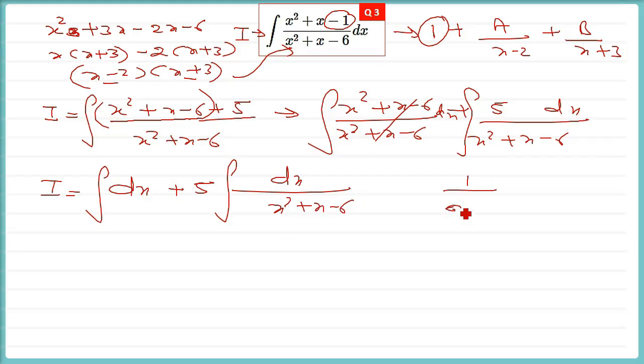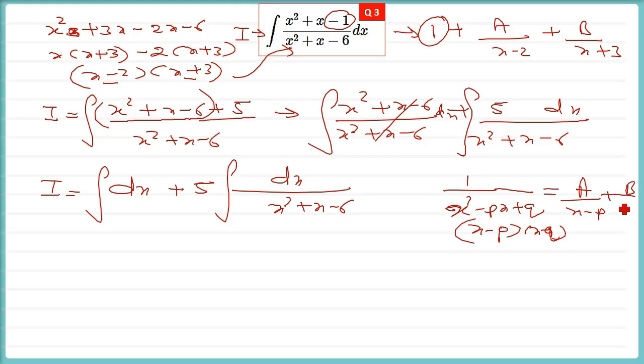So this will be x square minus px plus q. If this kind of expression is there, integration by partial fraction will be a by x minus p and b by x minus q, if you can form x minus p and x minus q as the factors of x square minus px plus q. So integration will become like this. Integration of dx will be x, 5.